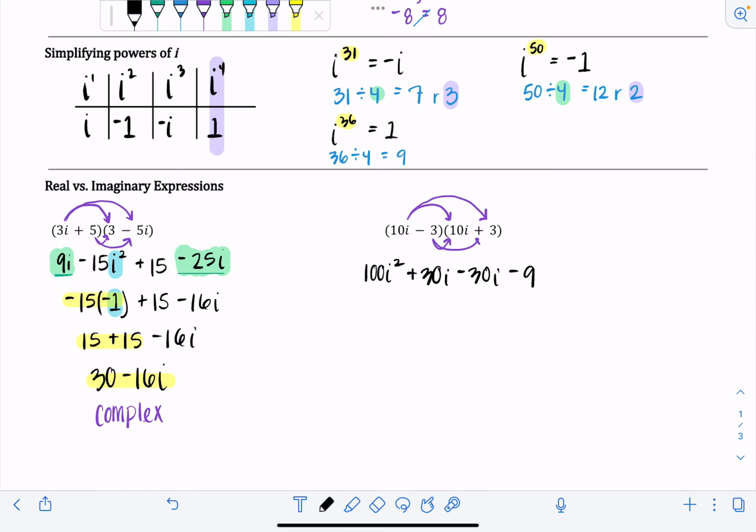And then I can simplify, combine like terms. So the first thing I can do is replace that i squared with a -1. So 100 times -1. And then I have some like terms. I can combine the 30i and the -30i. Since they're the same number and opposite signs, they actually just cancel each other out. So I can bring down my -9 from there. And then 100 times negative 1 is negative 100, minus 9, negative 100 minus 9 is negative 109. But you see, in our final simplified answer, there's no i anywhere. So this would not be considered complex. We could say it's a real number, a real answer.